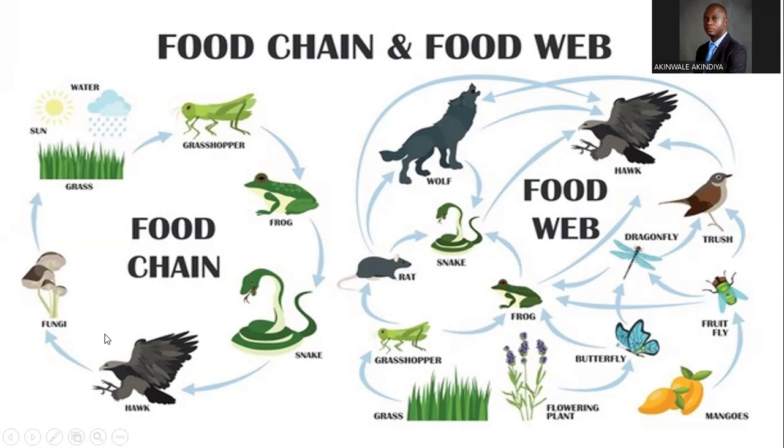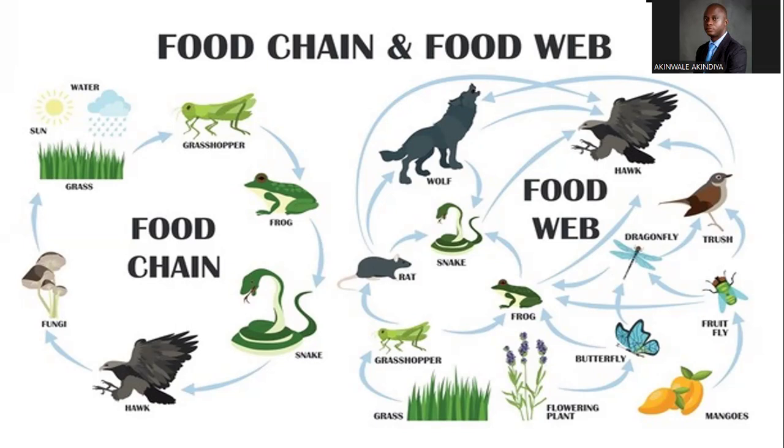the dead body of the hawk. And so the cycle continues like that, and that's what we call food chain. Now, food web is where you have multiple food chains interacting together. So it's more complex, right?